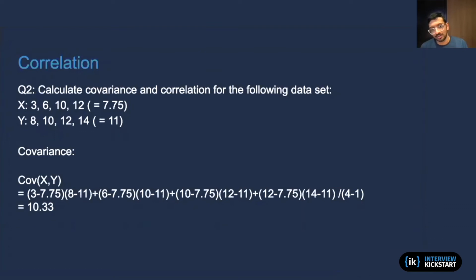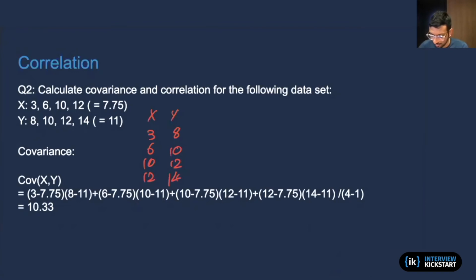Calculate covariance and correlation for the following data set. So we have a set of points. We have x and y. We have 3, 6, 10, 12, and we have 8, 10, 12, and 14. We have the mean for x and y given to us over here. And we remember the formula for covariance.